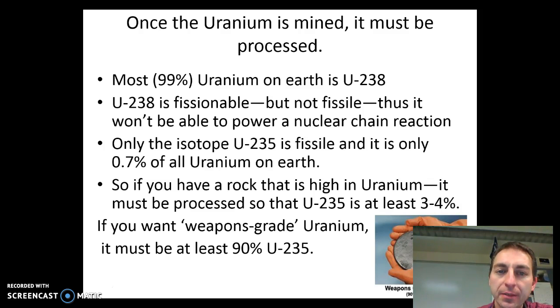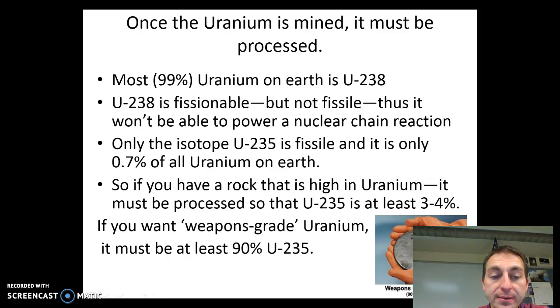When we look at the uranium that you get out of rocks in the ground, most rocks on Earth that have uranium are going to have U-238. And U-238 is fissionable, but not fissile. What that means is you can't get the chain reaction out of it. So you cannot use U-238 in a nuclear power plant. Only U-235 is the fissile form of uranium. That is the one that you want in order to run a nuclear power plant.